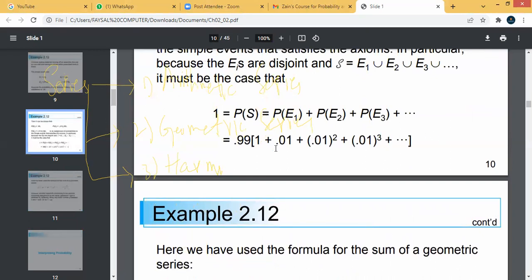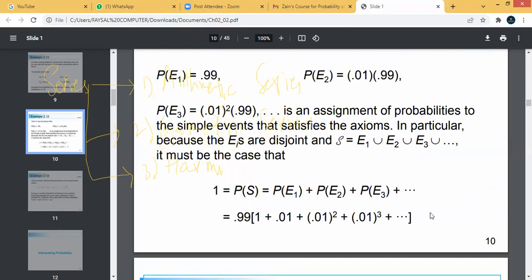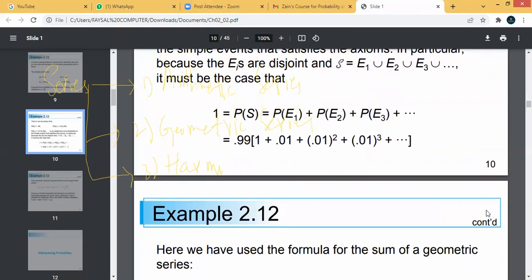Is it clear, Zen? Any question? There are three types of series: arithmetic series, geometric series, and harmonic series. This is basically about series and probability, which you can learn in this course. Geometric series is known as a power series, just like here: 0.01, then 0.01 square, cube, and so on. This type, at the end of slide number 10, is generally known as the geometric series function. Okay, Zen?